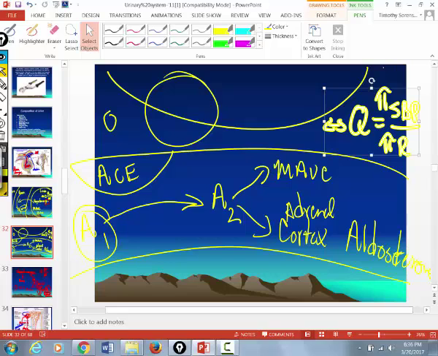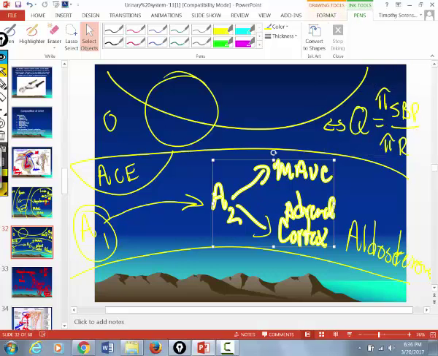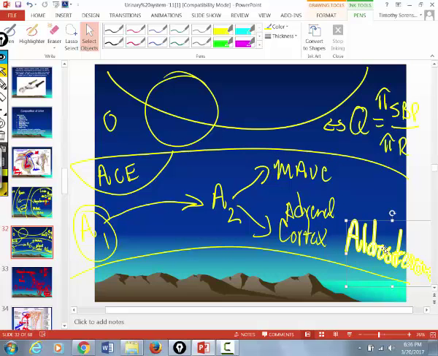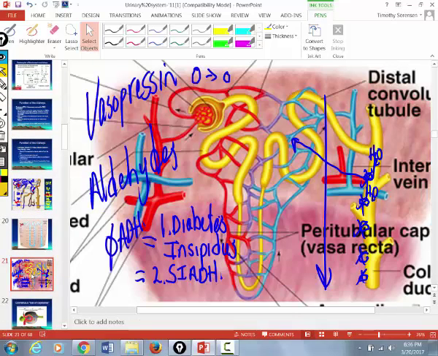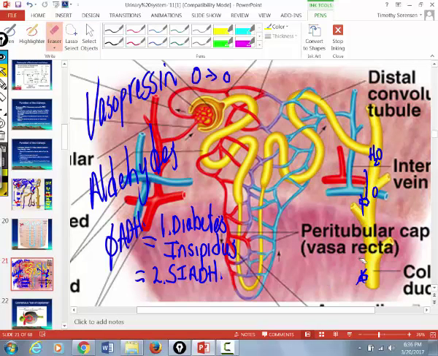The effects of angiotensin 2 on arterial vasoconstriction can last several days. But its most profound and long-lasting effect is on the adrenal cortex. And when angiotensin 2 stimulates the adrenal cortex, it will release aldosterone. Are you with me? And aldosterone has its primary effect on the distal convoluted tubules of the nephron.